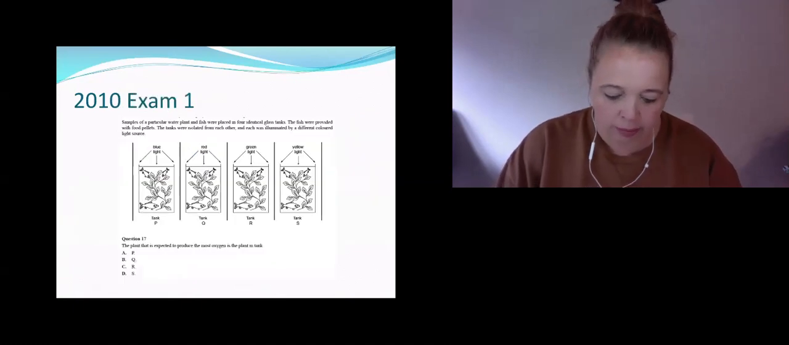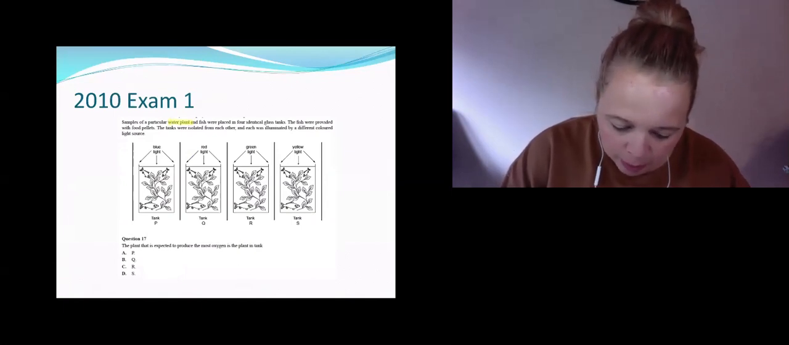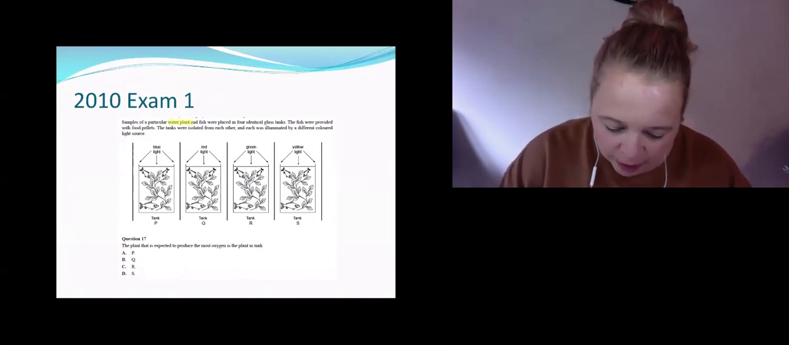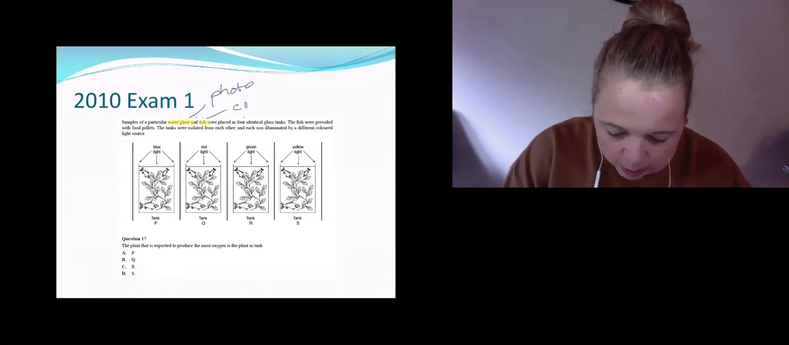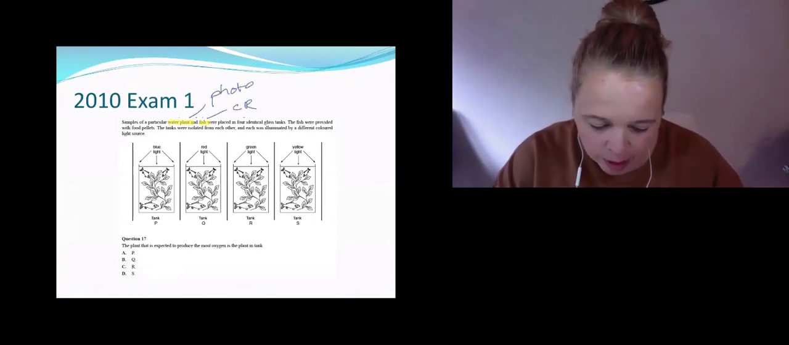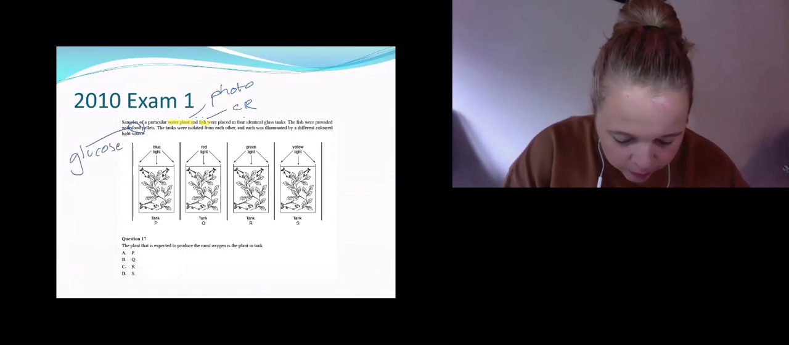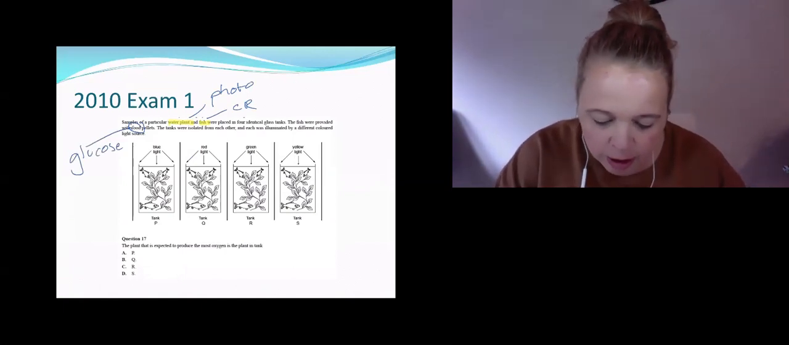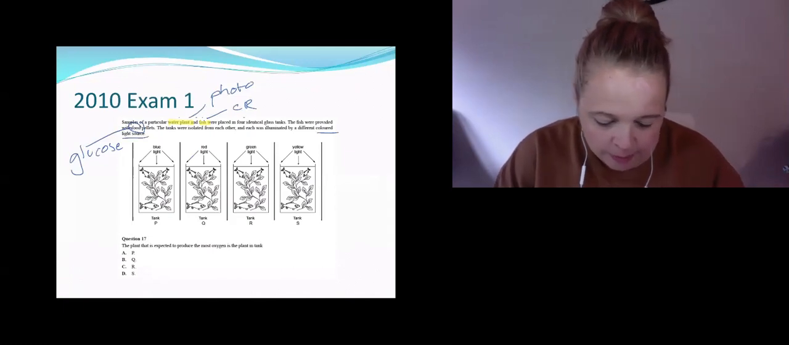Got two more questions. This one here has got samples of a water plant placed with fish. So we've got water plants and fish. So what I'm thinking of here is photosynthesis, and this one I'm thinking cellular respiration. The fish were provided with food, so that means they had a source of glucose. The tanks were isolated from each other and each was illuminated by different coloured lights.